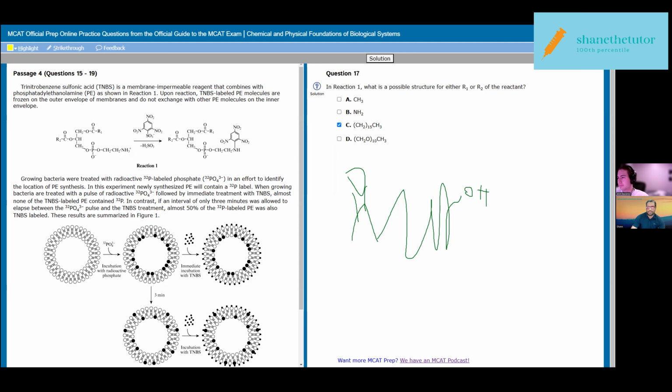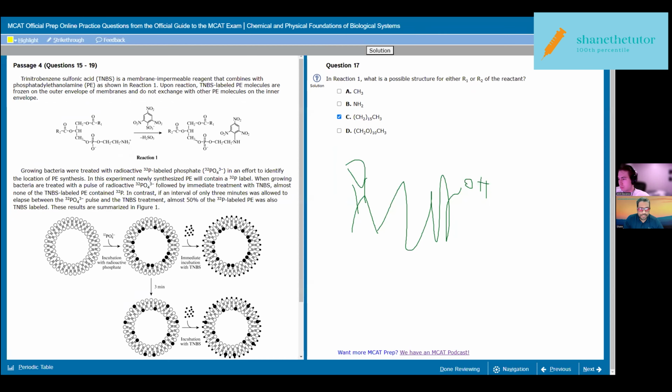Okay. Yeah, let me see if I can I'm gonna screenshot it and put it in the chat. You could open that up. Yeah, I have a couple of pages of lipid notes.